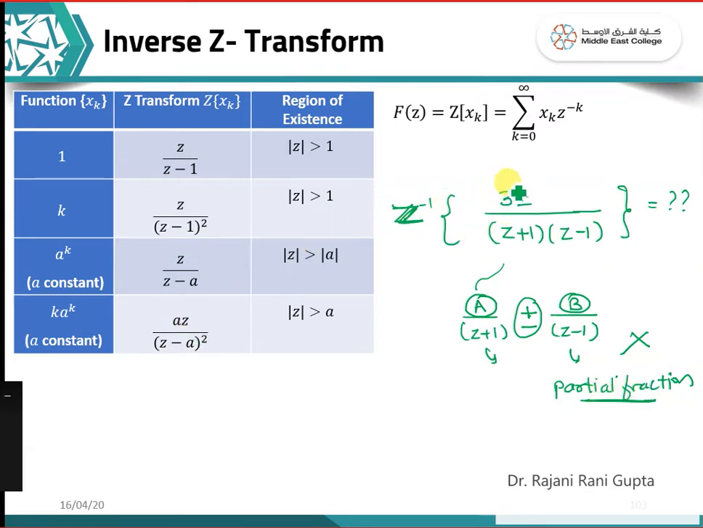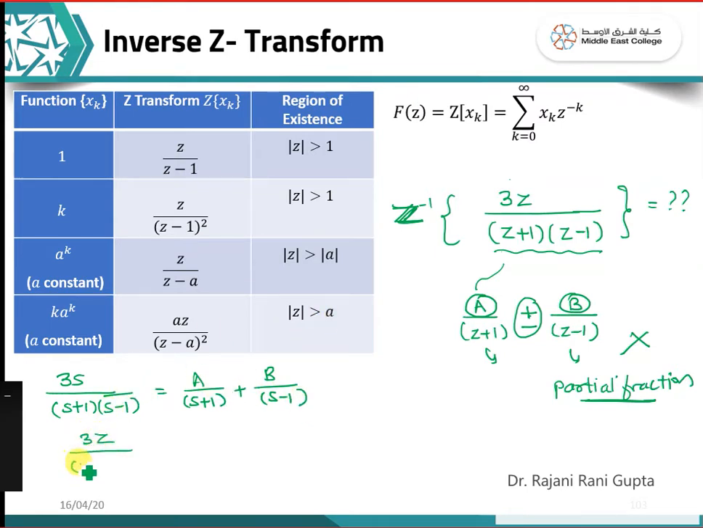Like in Laplace transform, in the case of inverse Laplace transform, whatever function we are having, like suppose if you are having, say, 3s over (s plus 1)(s minus 1), you are considering the entire expression to use the partial fraction, isn't it? But in this case, when you have 3z over (z plus 1)(z minus 1), you don't use this expression for partial fraction. Instead, you are going to use 3 over (z plus 1)(z minus 1) to use it as a partial fraction.